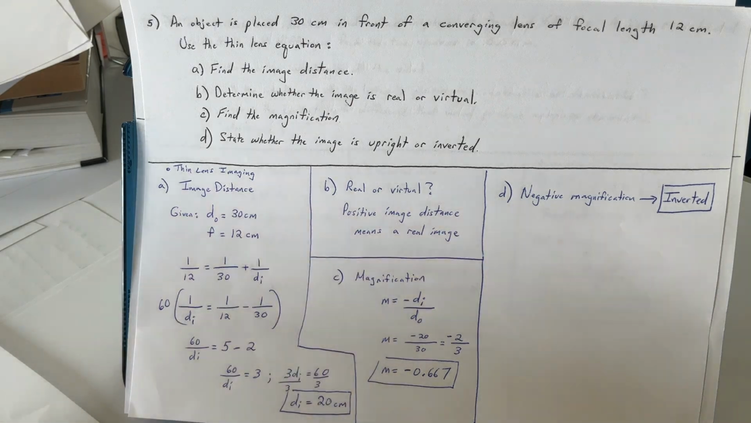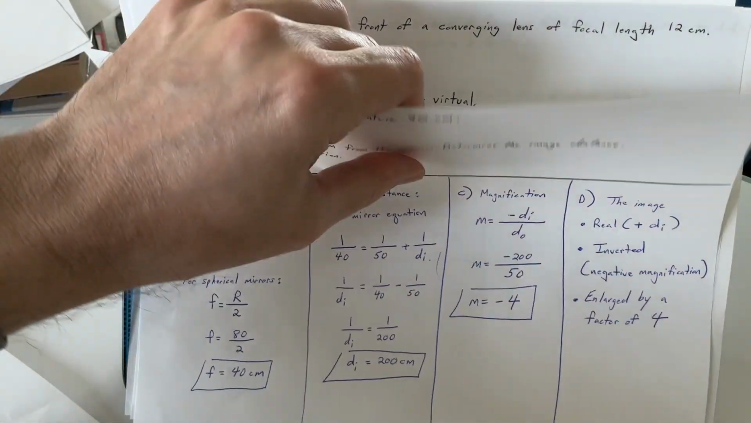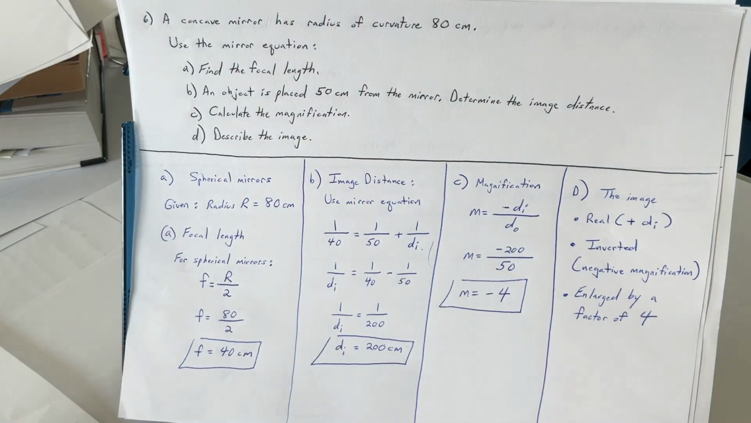Okay, so going quickly through these. Number 6. A concave mirror has a radius of curvature of 80 centimeters. Use the mirror equation, find the focal length. So, part A, for spherical mirrors, given the radius is 80 centimeters, focal length is just f equals r over 2. So we get 80 over 2, f equals 40 centimeters.